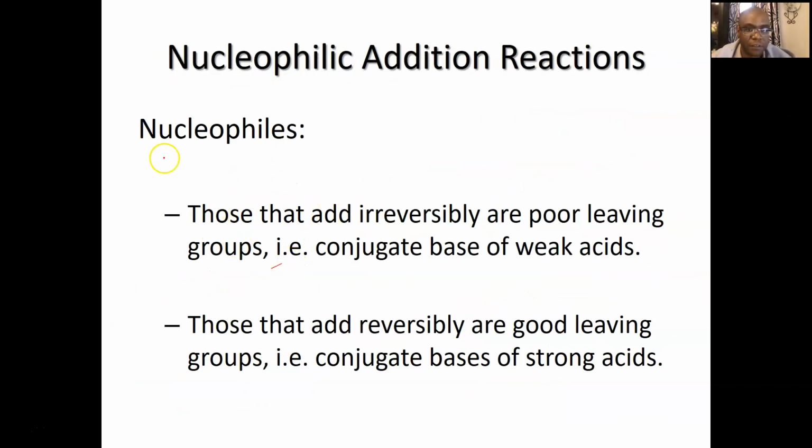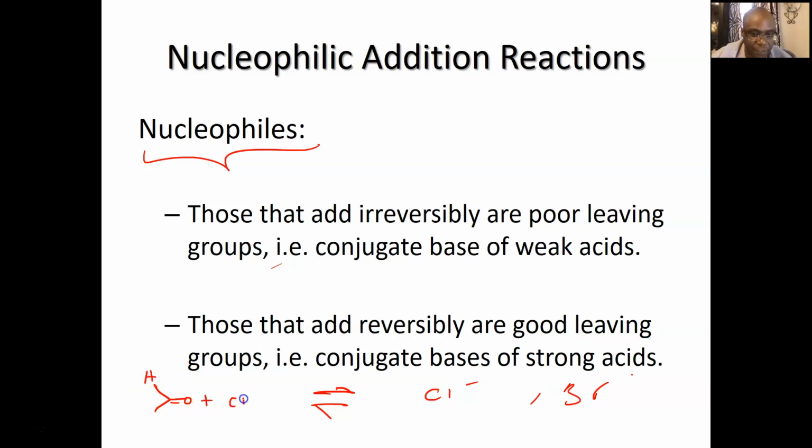These nucleophilic additions using nucleophiles can go either back and forward. Okay? Those that add reversibly are good leaving groups, which are conjugate bases of strong acid. For example, Cl minus or Br minus. So if you add such nucleophiles, they're gonna either break apart or attack. So it's reversible. The reaction can go forward or backward. What I mean is this: if you have, let's say, an aldehyde, and then we are adding Cl minus.